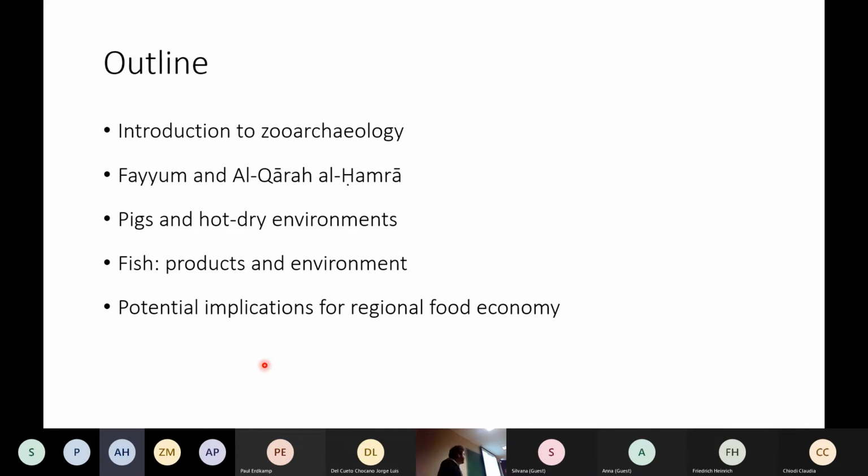This is a brief outline of the talk. As some of you may not be familiar with zooarchaeology, I will briefly introduce you to the discipline and the main analysis that we run. We will then move to the case studies, Caral Hamra in the Fayyūm, and we will look at two main issues: pigs, mainly their absence at the site, and fish and fish products. And then we will try to understand the potential implications of the results of these observations on regional food economy.